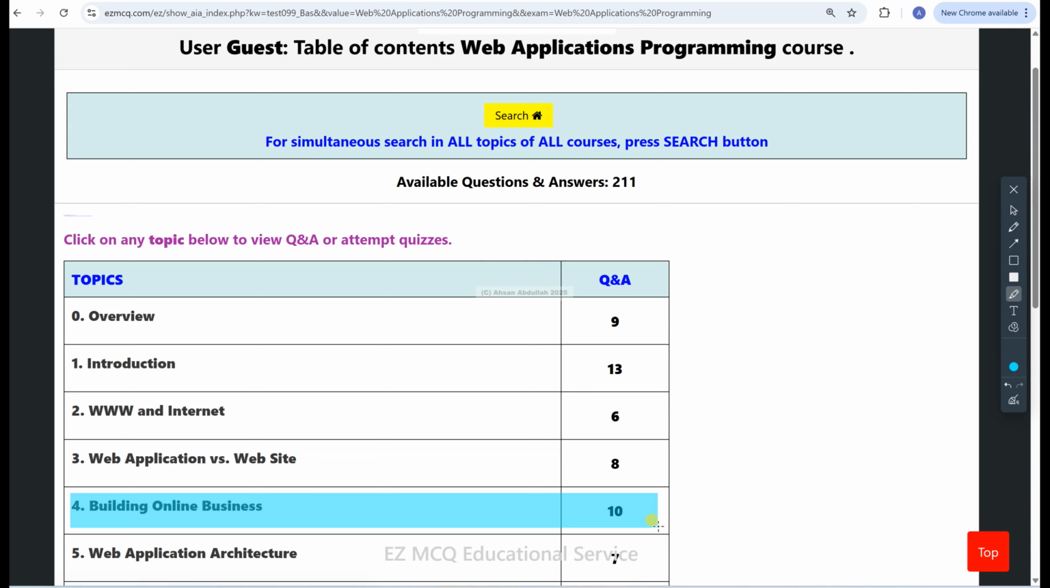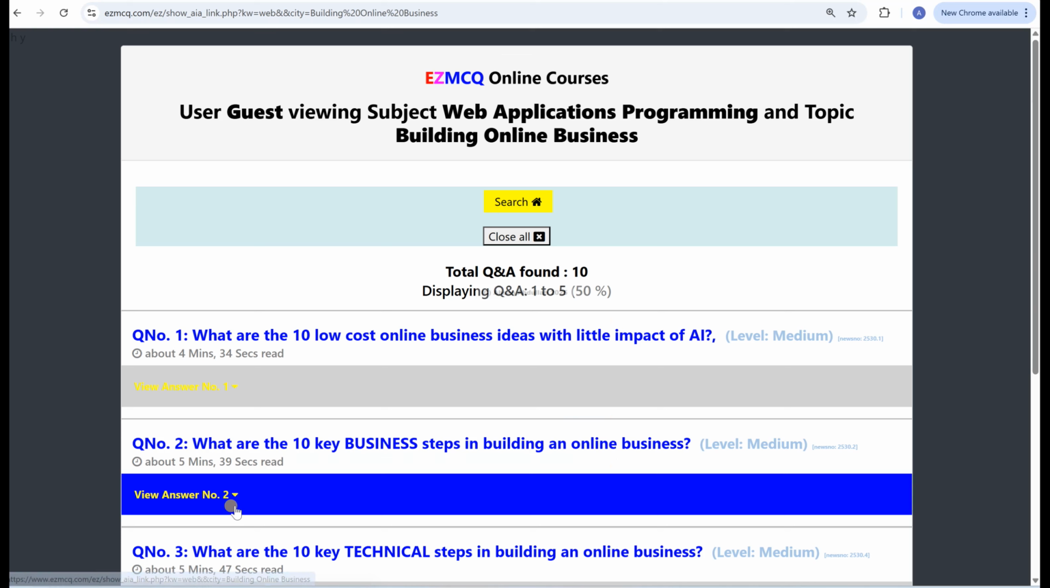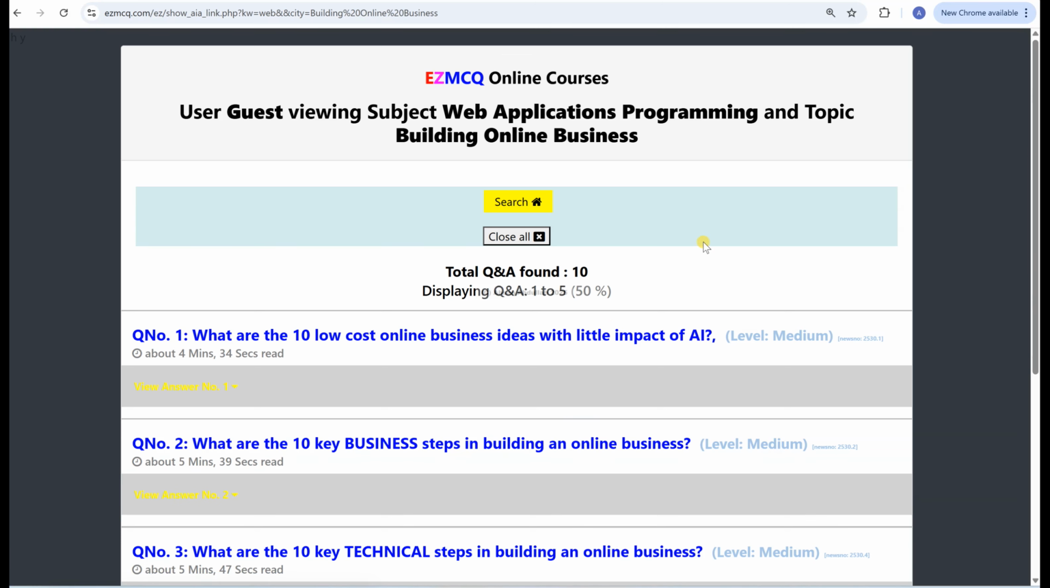But most of all is the web applications programming that you should know. So the main focus is, of course, web applications programming, so building an online business. So what are the 10 low cost online business ideas with little impact of AI?